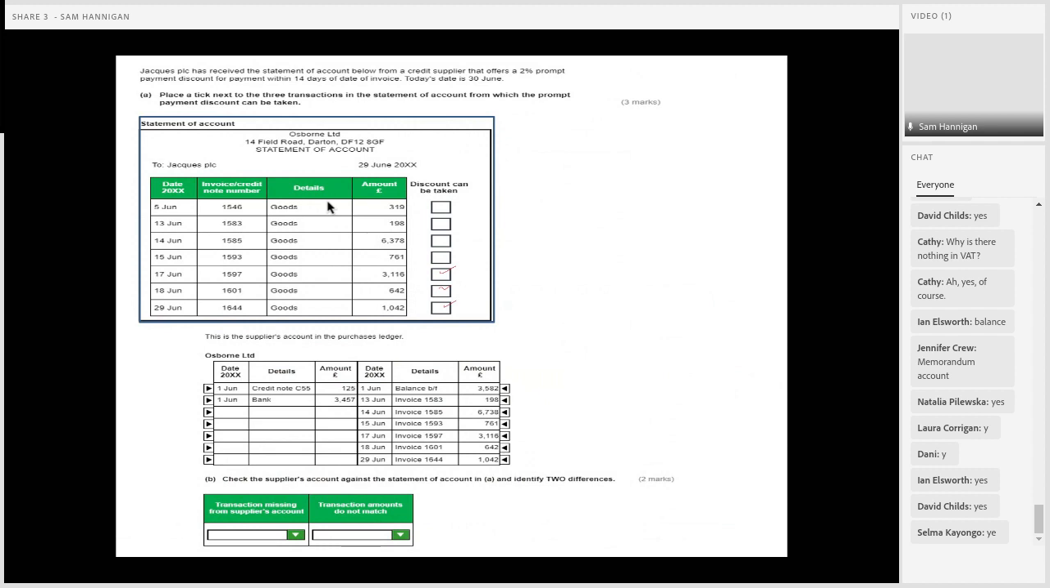Okay, then. Now it says, check the supplier's account against the statement of account. So this is your memorandum account, yeah? So this is Osborne Limited. And what they want you to do is check what's in here is on that statement. Because we're saying in our accounts, so this is in our accounts, yeah? This statement is from the supplier to us, okay? So what we want to do is make sure that our account totals up to their statement of account, okay?